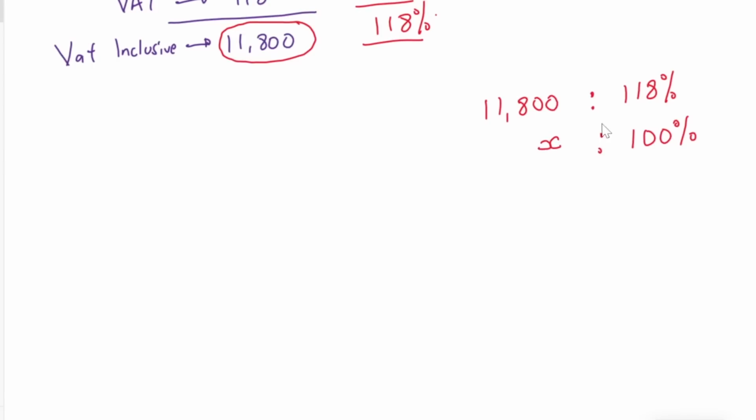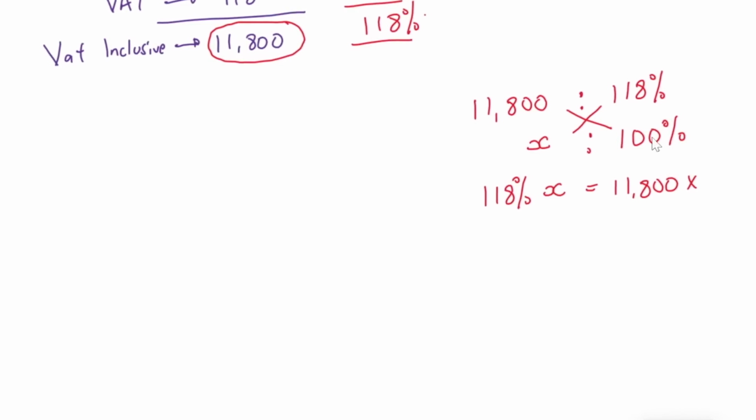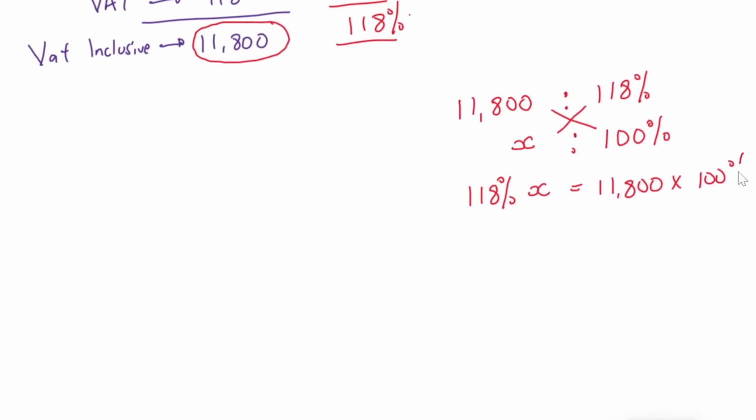So I'll put x and cross multiply. When I cross multiply, it's going to be 118% of x, because it's 118 times x, is going to be equal to 11,800 multiplied by 100%, like that.